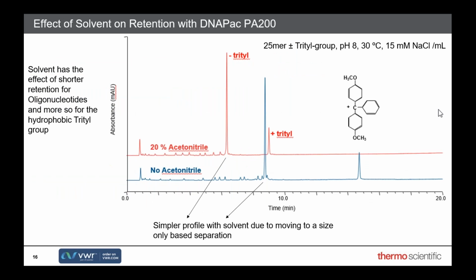And again, solvent does the same sort of thing. If you increase the solvent concentration from none to 20%, it pulls the separation in, it reduces retention. Now, if you've got a hydrophobic molecule on there, such as in this case, we haven't removed fully the trityl protection group, it's a hydrophobic molecule, and that's going to increase the effect you'll find with acetonitrile. But basically, it does show you that there is some hydrophobic interaction on this column if that separation's moving in.